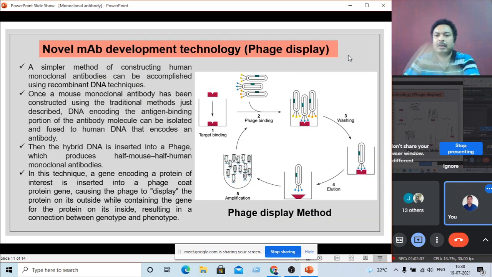Now the most important part I already said. The next one, the development of the monoclonal antibody by recombinant DNA technology, or maybe called phage display. This is called the phage display mechanism. By phage display mechanism, we can also produce the recombinant monoclonal antibody inside the phage virus. Inside phage virus, that's why it's called phage display. Bacteriophage. So inside the bacteriophage, we can produce the monoclonal antibody.